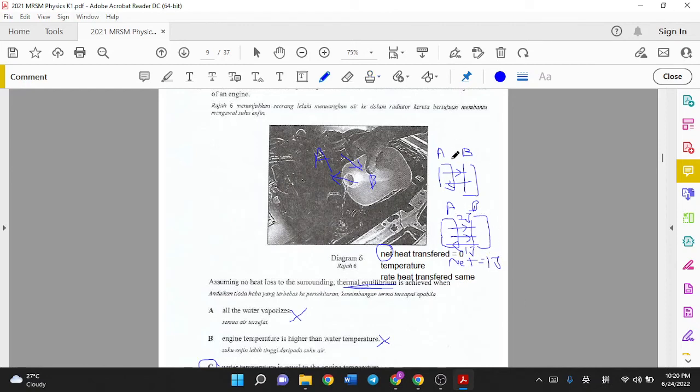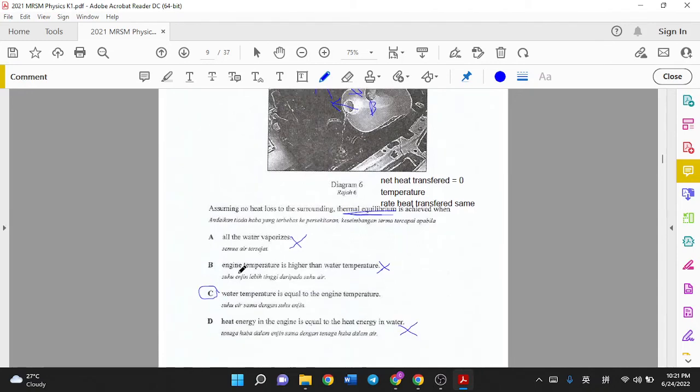But here you can see 1 joule of heat from A to B and 1 joule of heat from B to A. So we say that the net heat transfer is 0. So this is not true. Why is the heat energy in the engine equal to the heat energy in water? Why is this statement wrong?